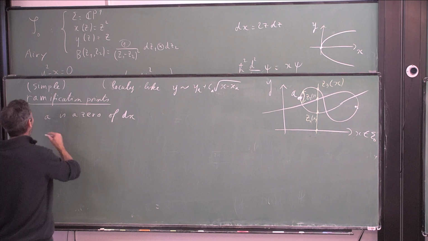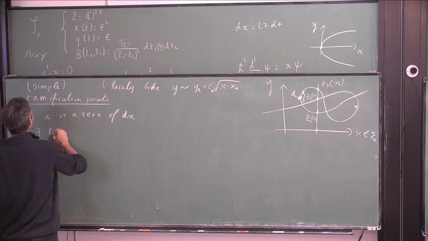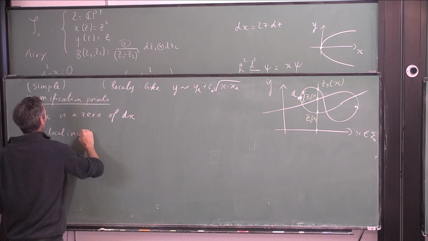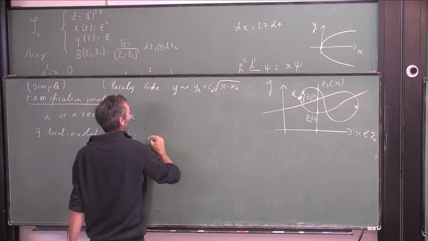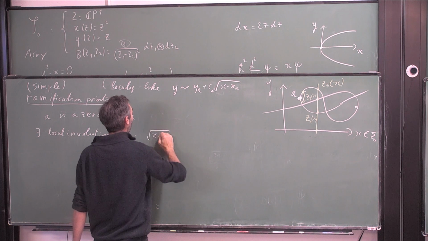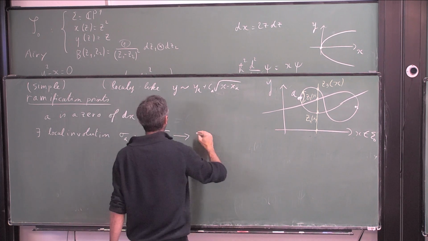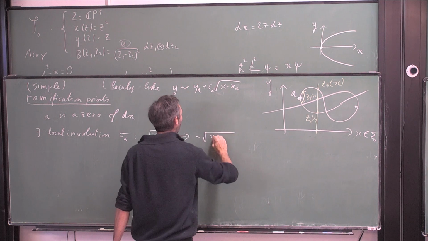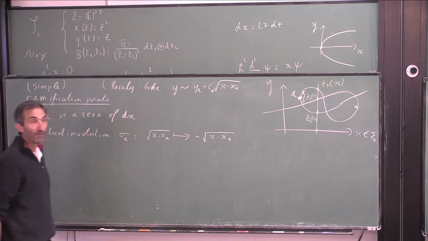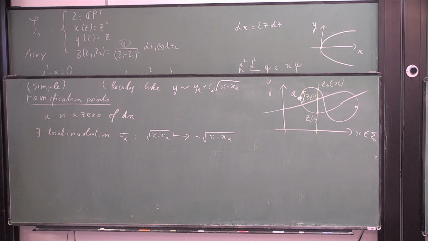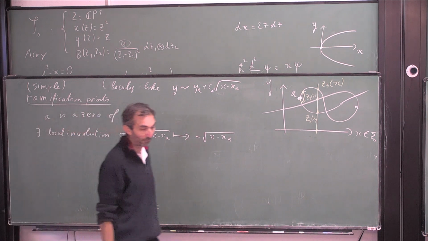So a is a zero of dx, and there exists a local involution. Let me call it sigma a, which is the involution that sends square root of x minus xa to minus square root of x minus xa. So it's just the involution that locally exchanges the two branches. If your curve was of degree 2, this involution is in fact global, it's the hyperelliptic involution. But for most curves, it is not, it is defined only locally near branch points.